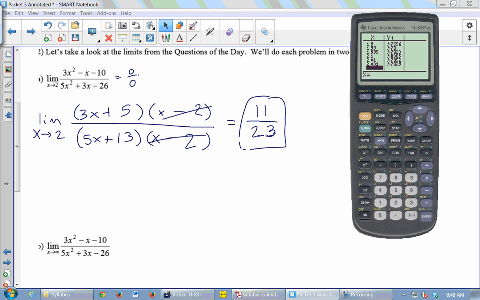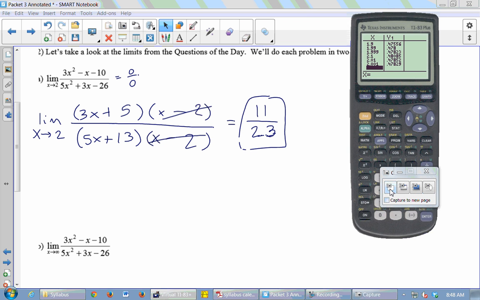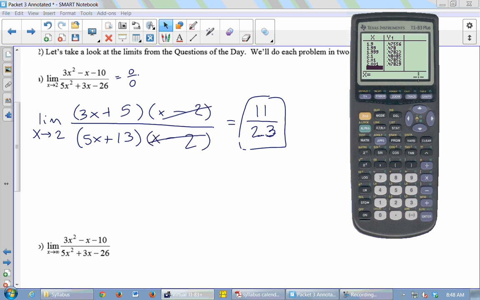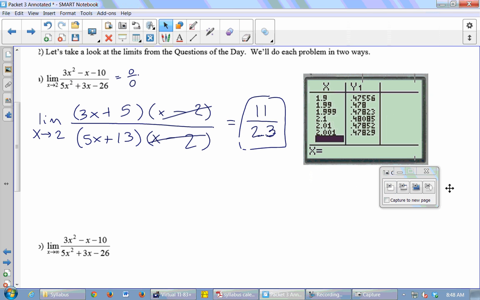The problem with this numerical approach is that I'm going to get an approximation. Right? You can't always guess exactly what the limit is. I wouldn't look at those decimals and go, oh, it's approaching 11/23. I don't know, you might, but I don't see that. So we like the algebraic approach better for this reason, that you can get a more exact answer. But you can't always factor and cancel.